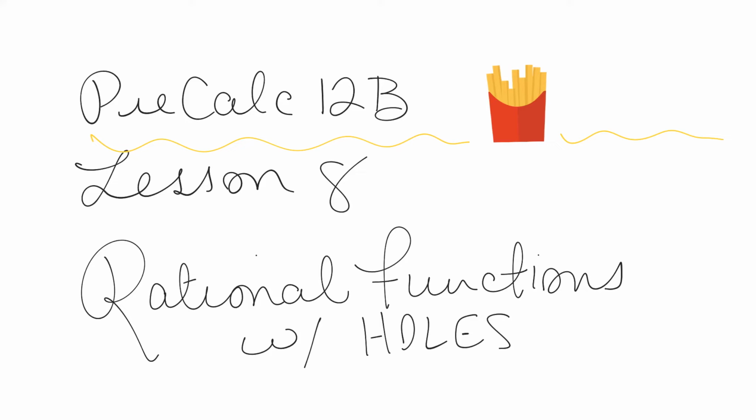Okay, so we are going to look at rational functions again, but this time we are going to add holes to our rational function. And I know it sounds crazy, and it is. So let's take a look. All right, so we know that rational functions basically are just a polynomial in the numerator and in the denominator. So we've said that it's p of x divided by q of x, and obviously q of x cannot equal 0.